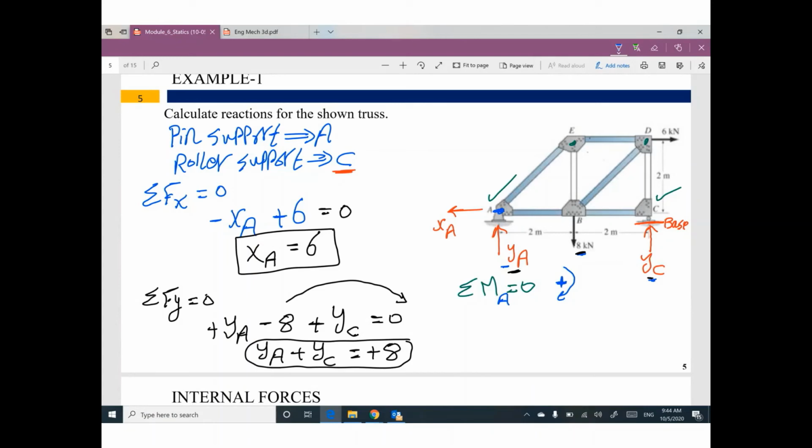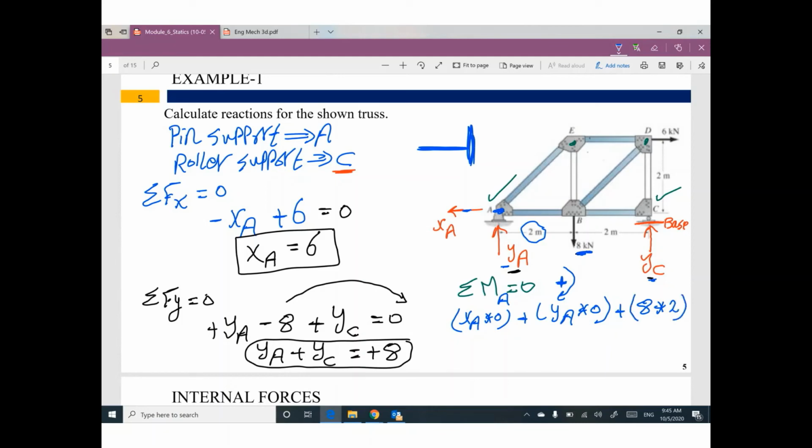Taking a moment at A means XA times 0, we don't have distance between XA and A. YA times 0. Keep going, 8. Guys, remember, I told you a very important point: your force and your distance must be perpendicular. So right now, 8 is vertical, this distance will be horizontal. That makes sense. So 8 times 2.